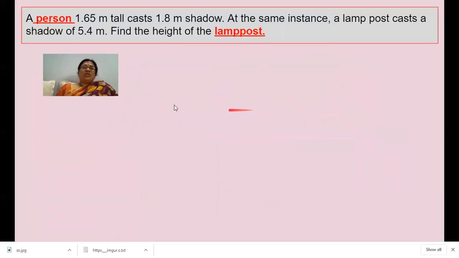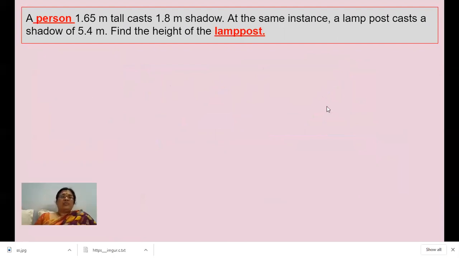One more. See, we'll move on to the problem here. One problem: a person of 1.65 meters tall casts a shadow of 1.8 meters. So see here, a person is there. That person's height is 1.65 meters. The person will cast a shadow with the length of 1.8 meters.